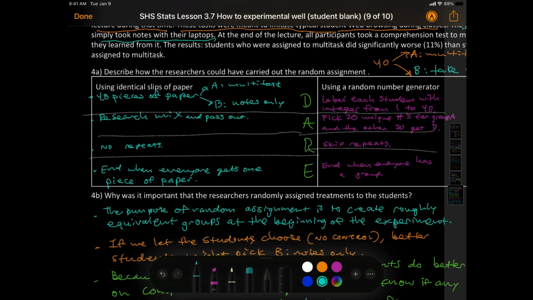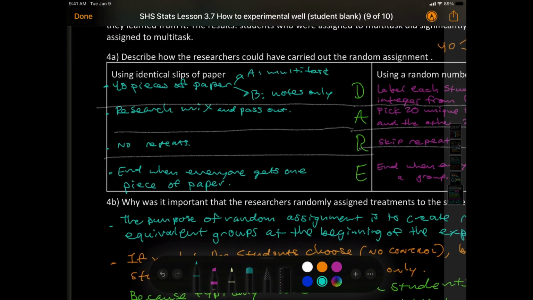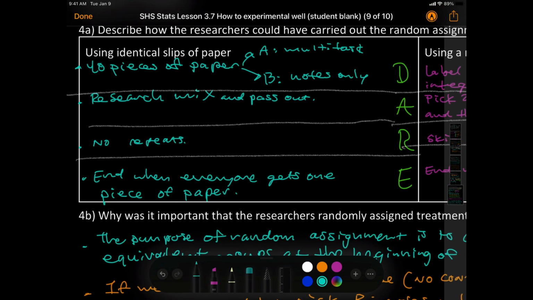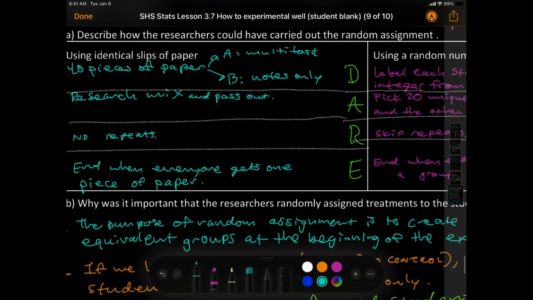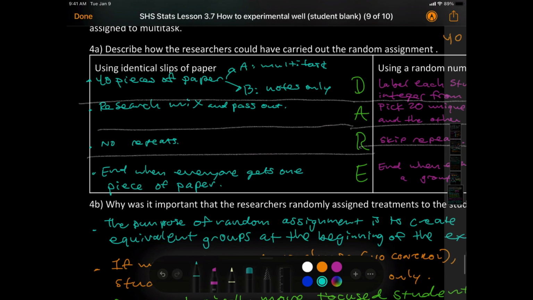Describe how the researchers could have carried out random assignment. Well, we can use the acronym DARE. DARE, D stands for digits. Use 40 pieces of identical paper and then split them into 2 groups. Write A on 20 of those, multitask, and you need 20 pieces of paper with the letter B on it, where students were only taking notes only. Well, how do I assign them? The researcher will mix and then pass out the pieces of paper to each volunteer.